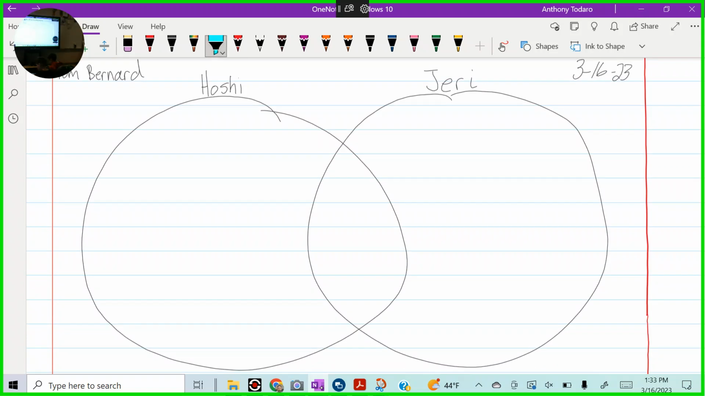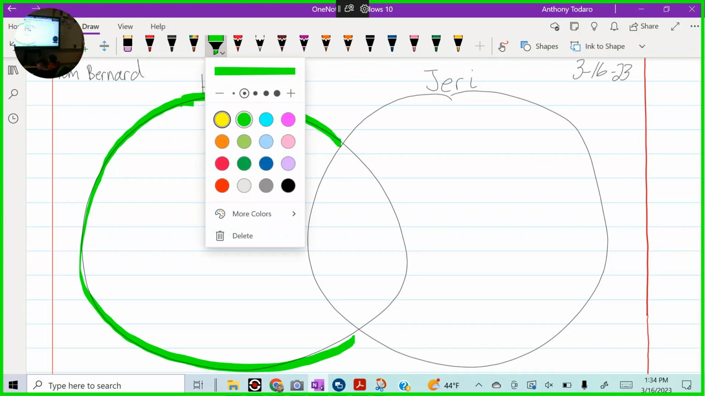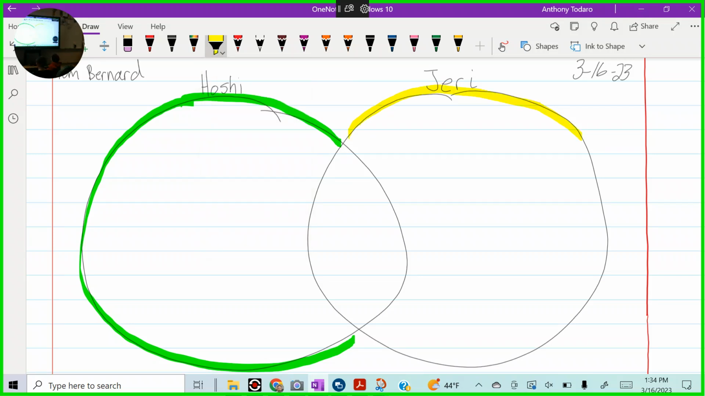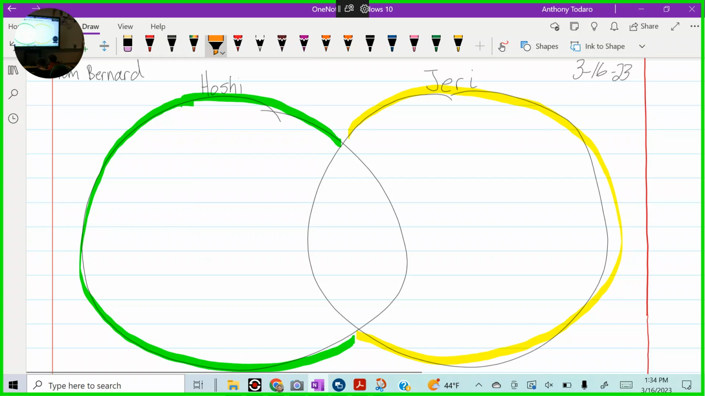We'll talk about it. Here it is. You ready? So we have Hashi, right? And then we have Jerry. I don't know. I keep wanting to say Yoshi. Then we have Jerry. And then we have what they might both feel the same way about, right? You see how I did this in the coloring? Yep. Aren't I creative?